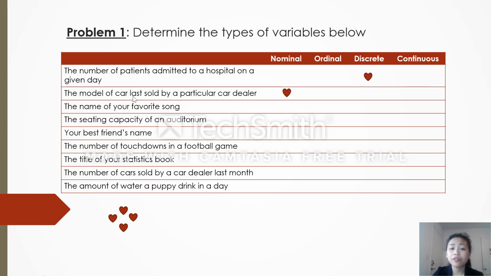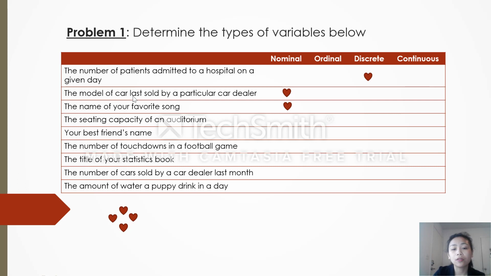The name of your favorite song, this should be categorical, and you either like, for example, the songs Safe and Sound or Dark Horse. So those names are categorical variables, and it should be nominal because the name of the favorite song doesn't have order.